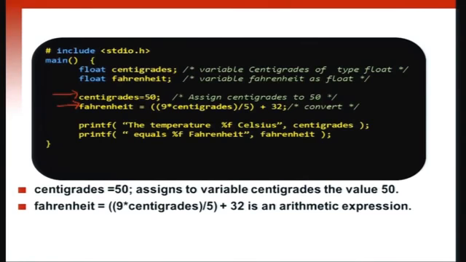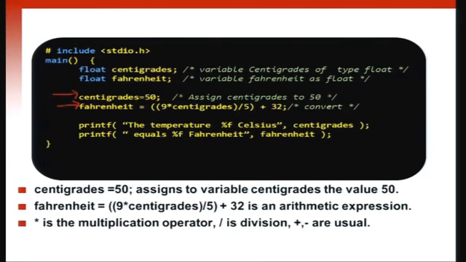It associates an arithmetic expression. So it evaluates an arithmetic expression, takes its value and stores it in the box associated with Fahrenheit. And as we just saw before, star is the multiplication operator, forward slash is the division operator, and plus is the addition operator.